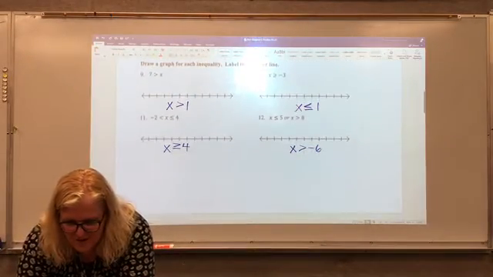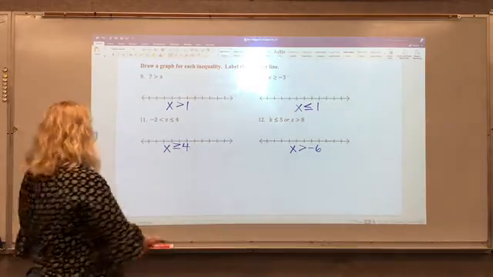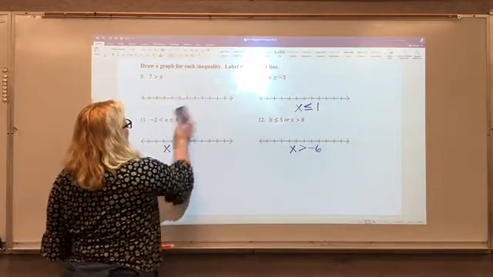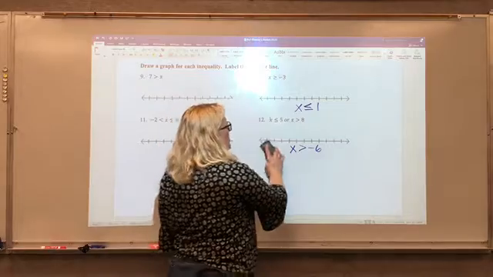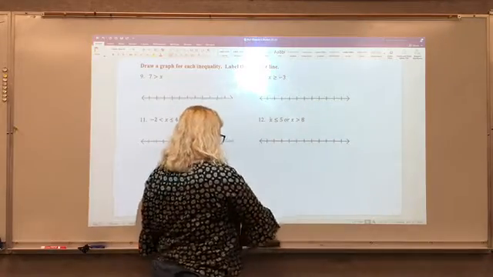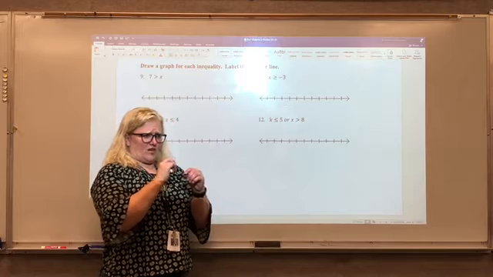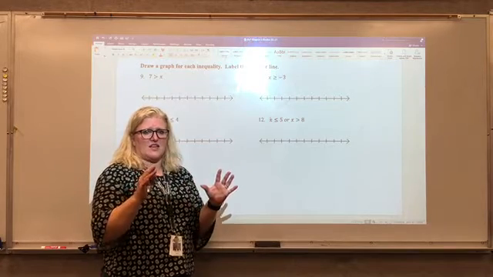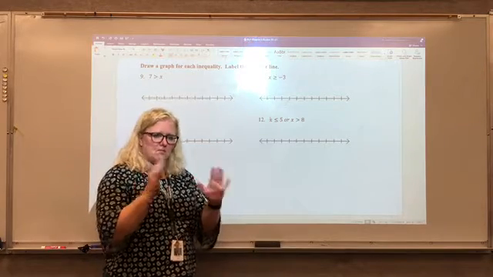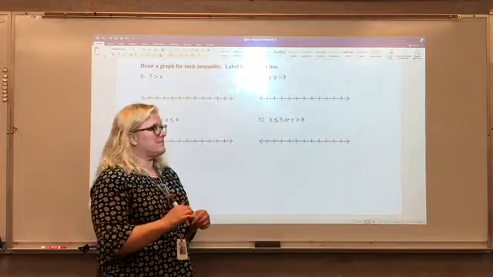It says draw a graph for each inequality. And it says to label the number line. Don't worry too much about that. I don't want you to stress over where the 0 is going to be and all that kind of stuff. Just basically put in some basic numbers, and I'll show you what I mean.